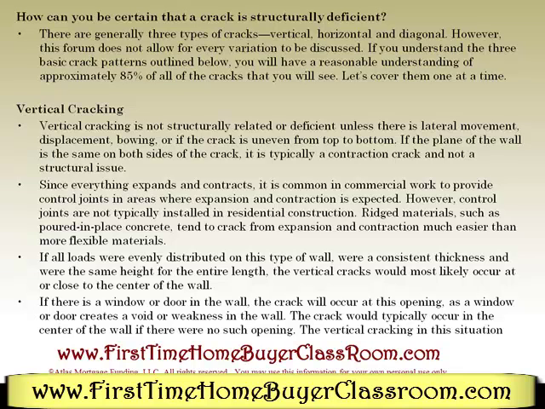Rigid materials, such as poured-in-place concrete, tend to crack from expansion and contraction much easier than more flexible materials. If all loads were evenly distributed on this type of wall, were a consistent thickness and were the same height for the entire length, the vertical cracks would most likely occur at close to the center of the wall. If there is a window or door in the wall, the crack will occur at the opening, as a window or door creates a void or a weakness in the wall. The crack would typically occur in the center of the wall if there were no openings.